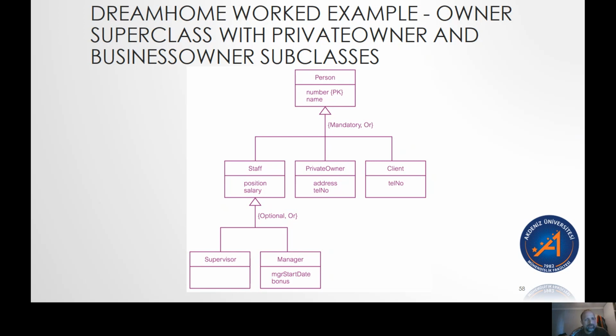Or, up here, a person exists. Which of these is not possible? Someone who's just a person, someone who's just a staff, someone who's just a private owner, someone who's just a client. And in that case, you would say someone who's just a person, right? We don't keep track of people who are just people. We keep track of people who are one of these things because there's the mandatory thing.